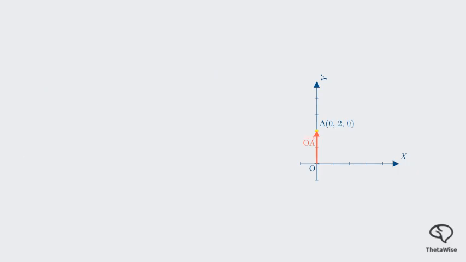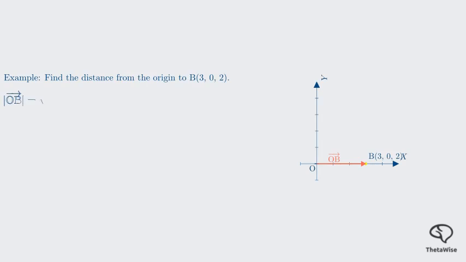Now let's try a point that is not on an axis. B with coordinates 3, 0, 2. In this case, the position vector is OB, which has components 3, 0, and 2. Using the formula, the magnitude of OB is the square root of 3 squared plus 0 squared plus 2 squared. This gives us the square root of 13. Let's confirm our understanding. You are now able to calculate the magnitude of a 3D vector. This is a vital tool for finding distances in space.